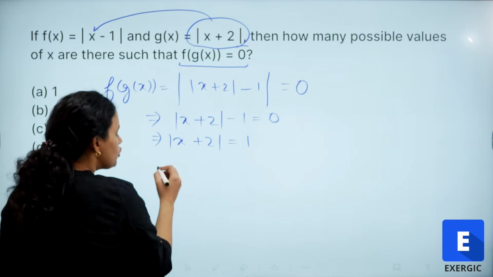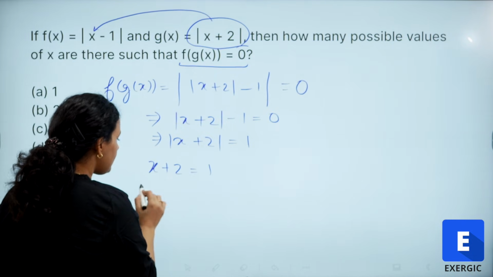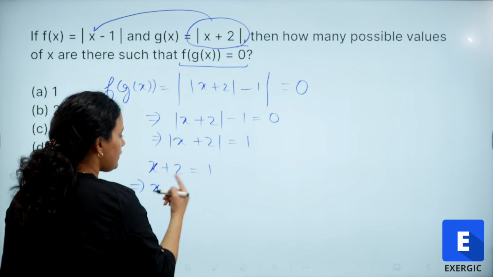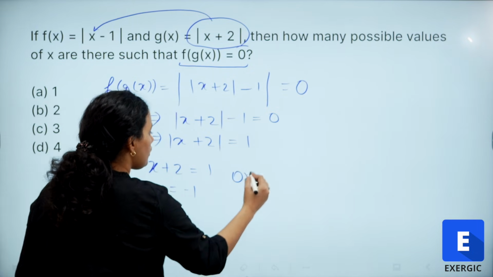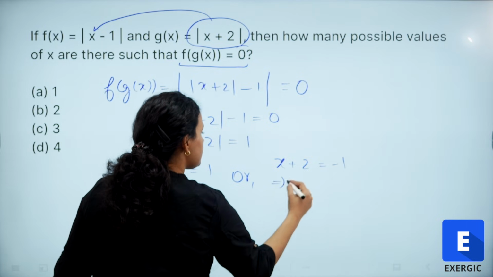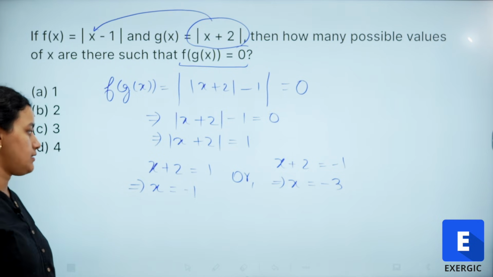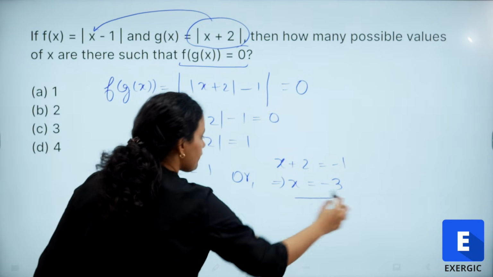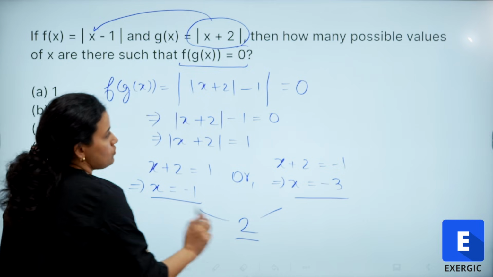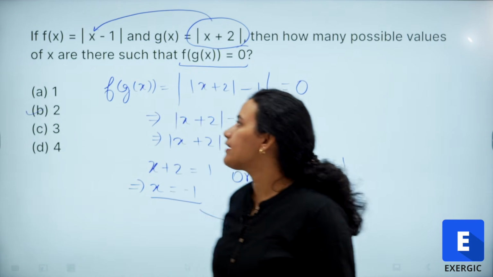So from here we'll get two separate values. I can have x plus 2 is equal to 1, which in turn gives me x is equal to 1 minus 2, minus 1, or I can have x plus 2 is equal to minus 1, which in turn gives me x is equal to minus 1 minus 2, which is minus 3. So how many values am I having of x? I'm having two values of x.